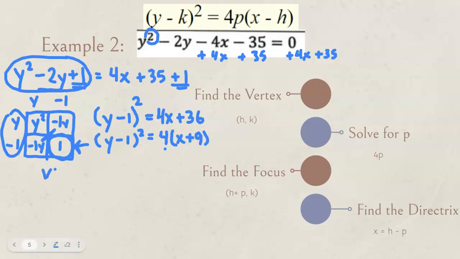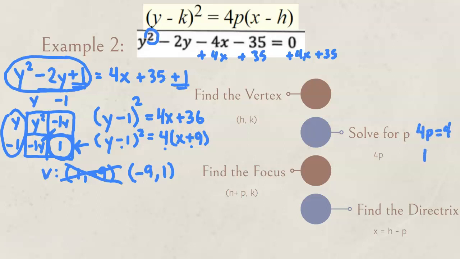So if I find my three things, my vertex is going to be 1, -9, because I need to change the sign on both my x and my y coordinate. Oh, I did it backwards. My vertex is not 1, -9. My vertex is -9, 1, because the x-coordinate is on the other side of the equation. My p-value, I'm going to solve for p. So 4p is 4. When I divide both sides by 4, I get that p is 1. So for this parabola, the p-value is 1.